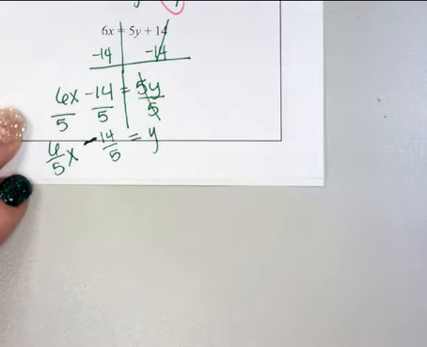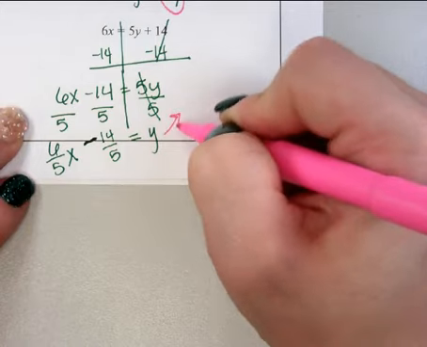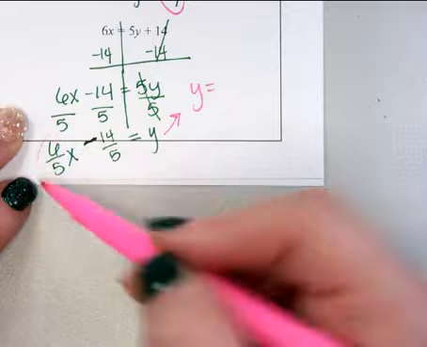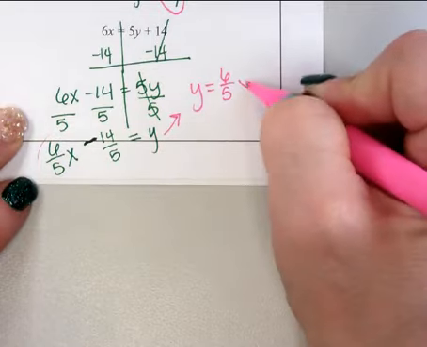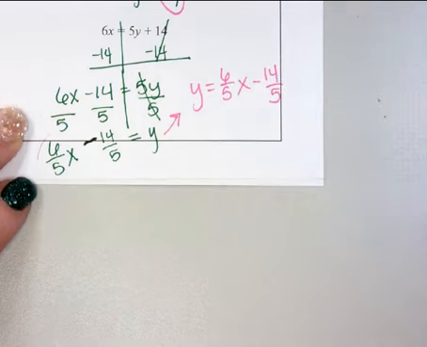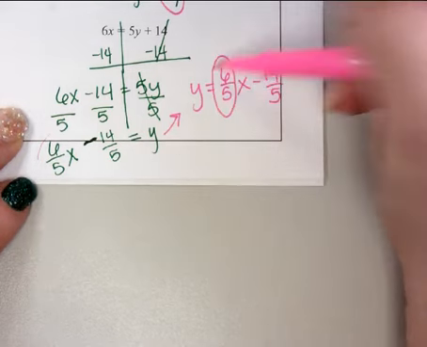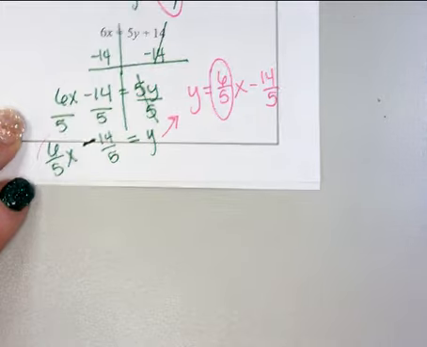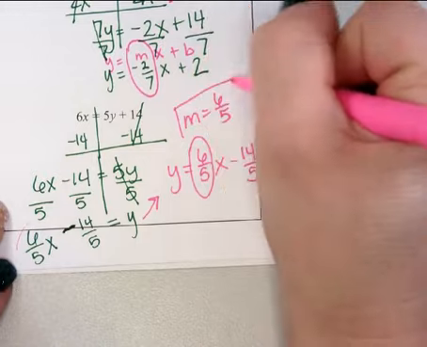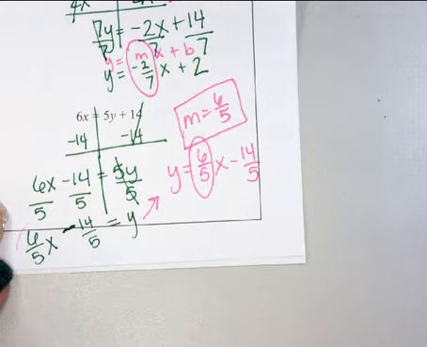All right, so we're going to rewrite this in the forwards way. So y equals, this is my mx, and this is my b. That means that this right here, 6 over 5, is my m value, or my slope. Okay? Ta-da! Very good.